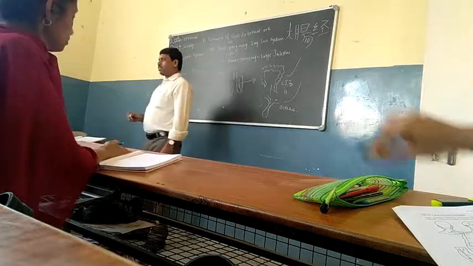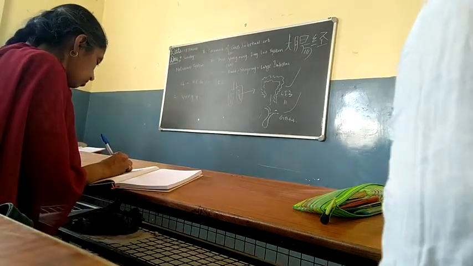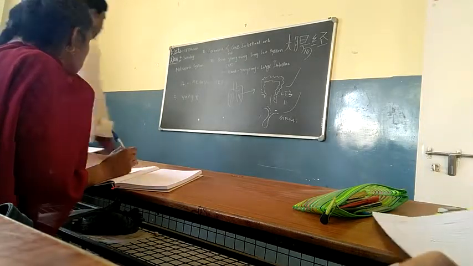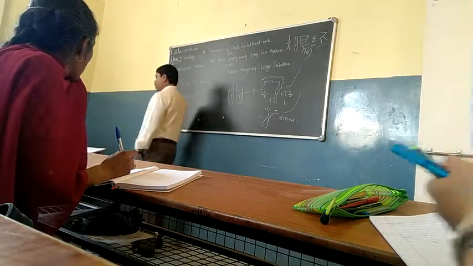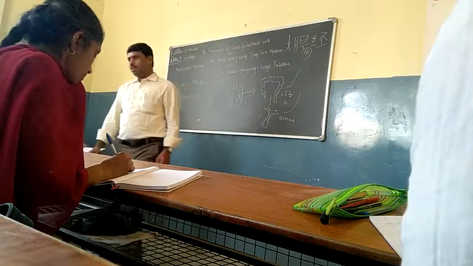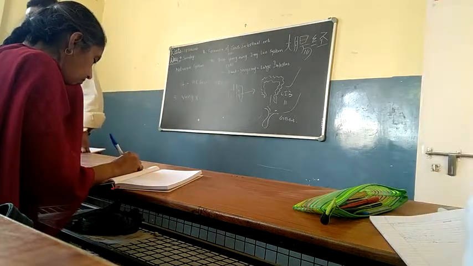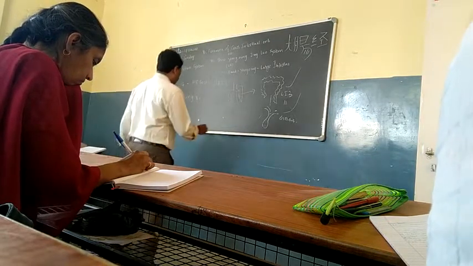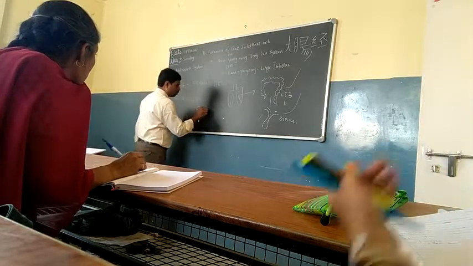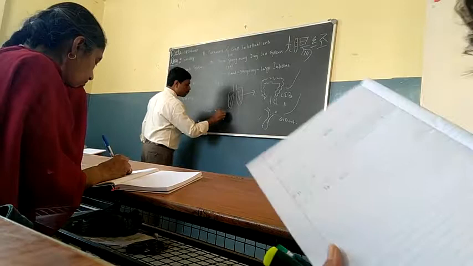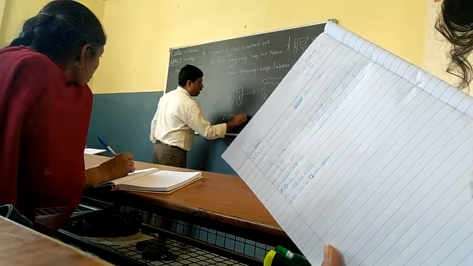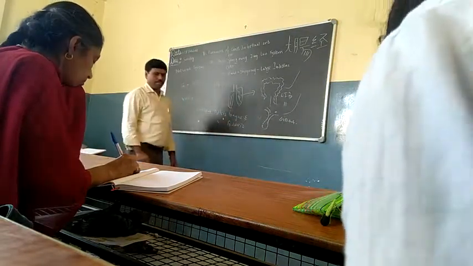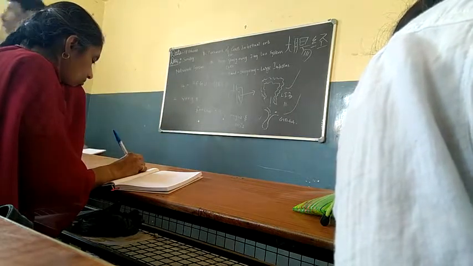So please write down the location. In the depression between the extensor pollicis longus and extensor pollicis brevis tendon, which we call anatomically the snuff box.